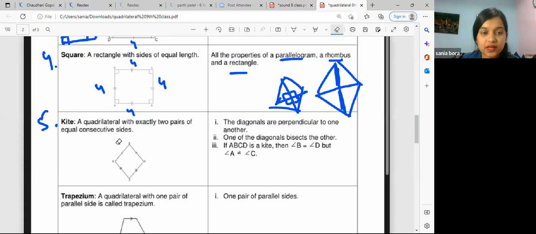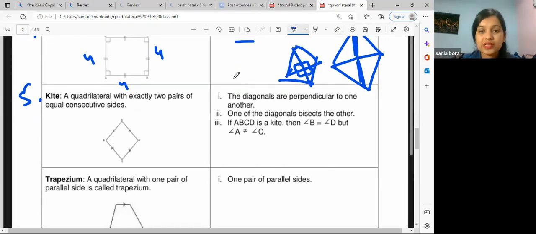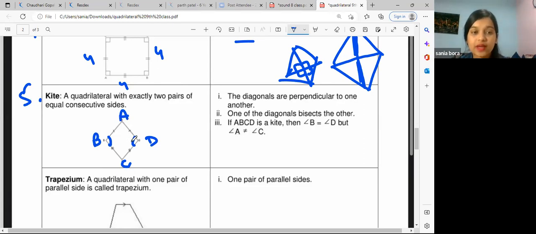Over here, when you look at a closer view, you can see this is A, this is B, this is C, and this is D. Angle B is equal to angle D, but angle A is not equal to angle C. Why? Because over here I said the consecutive sides are equal, so the consecutive angles will be equal.